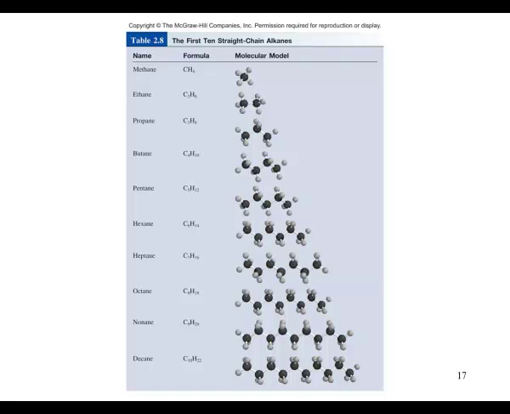Here's a list of organic compounds known as alkanes. They are hydrocarbons containing only carbon and hydrogen, and the first 10 of them are shown here. They're all singly bonded. We're going to do a whole chapter on organic chemistry in the second semester, and we'll go over all of these in detail.